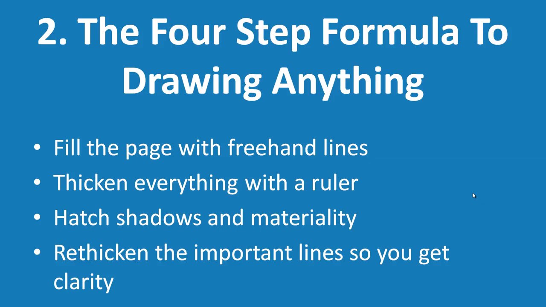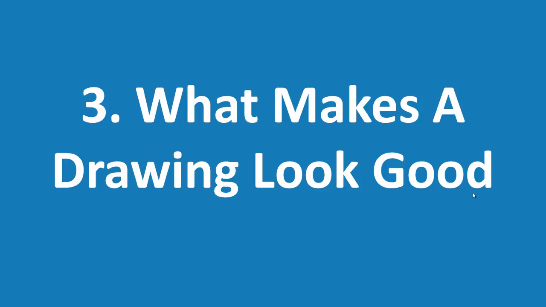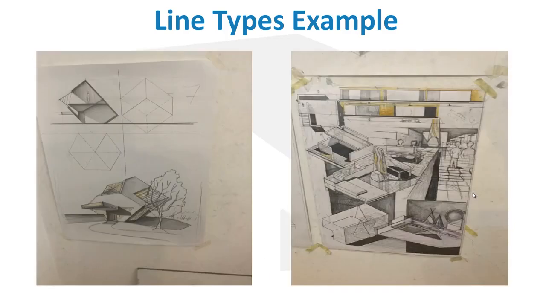The 4-step formula to draw anything. This is the formula that I created to be able to literally draw anything. You need to fill the page with freehand lines, and then you thicken them to get construction, to get contour lines, and then you hatch, and then you re-thicken. Construction, contour, hatching, re-thickening, boom. It's what you need to do, and it sounds very boring and simple, but trust me, it works. It's really good for drawing complex stuff like this. It helps you manage the chaos.